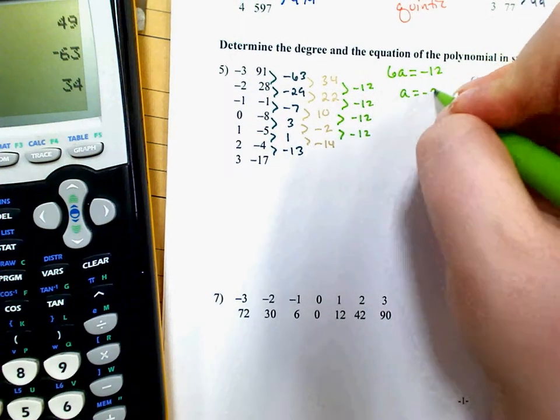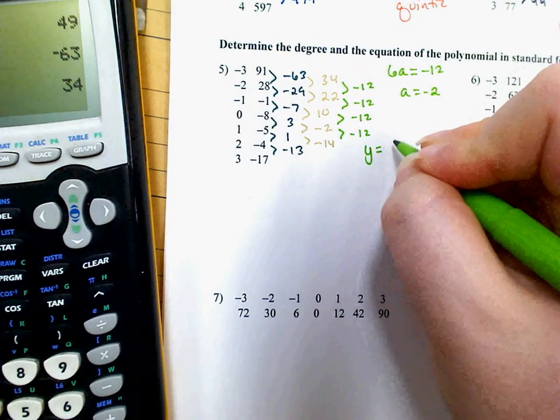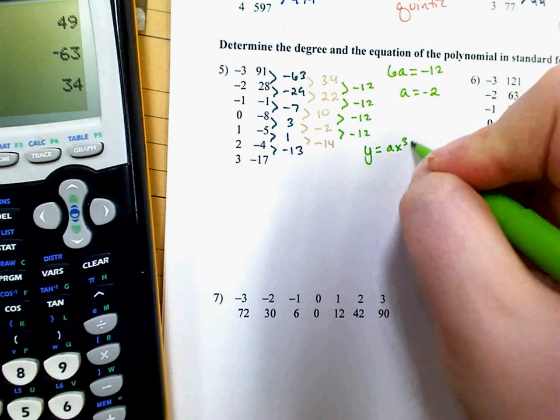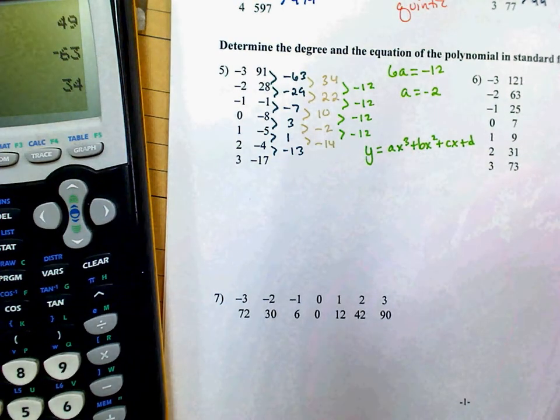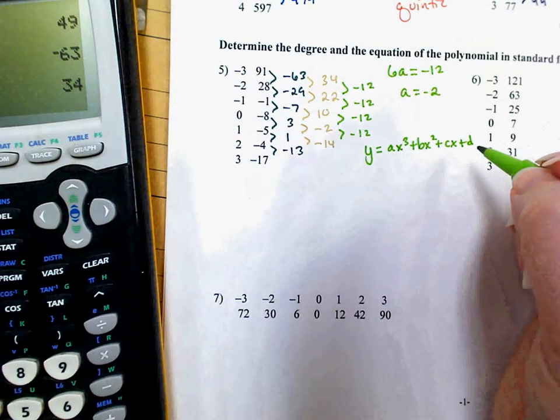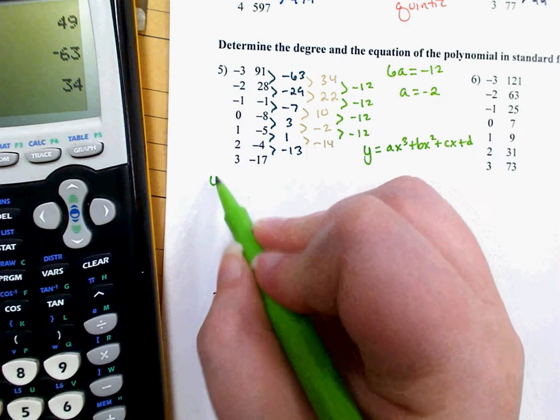So I'm starting out with the cubic function. y equals ax cubed plus bx squared plus cx plus d. So just start with the highest power in the first of the alphabet and work down until you're left with no x's, okay? So I know that a is negative 2. So y equals negative 2x cubed.